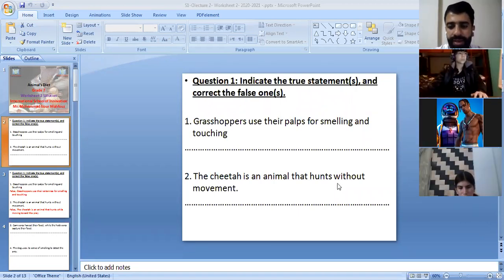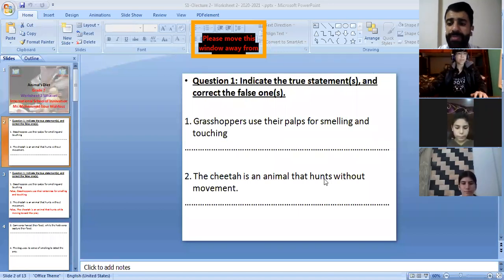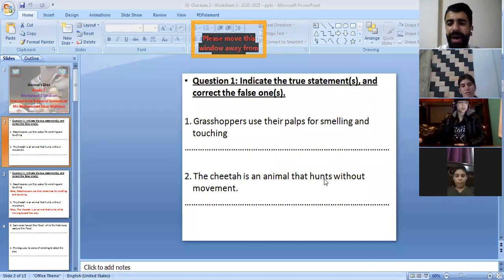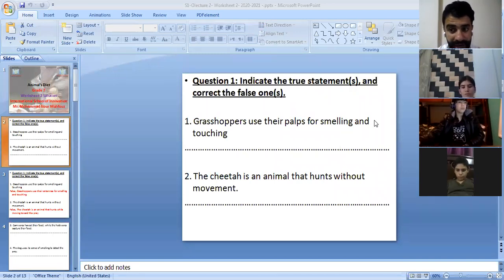Laris, what do you think? Hassan says that the grasshopper uses their palps for smelling and touching. He said their palps are only for touching. Yeah, he's right. The palps are used for touching only, right? Okay, what about the antenna? The antenna is for smelling and touching. Great. So palps are not for smelling and touching, right? So Hassan answered this in a false way. This is false. Grasshoppers use their antenna for smelling and touching, right?